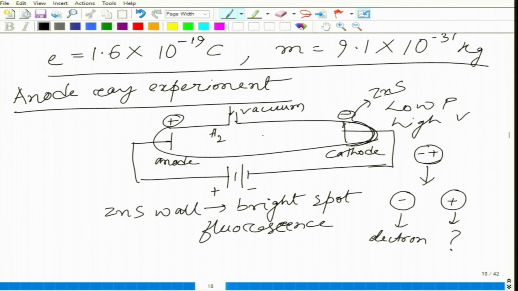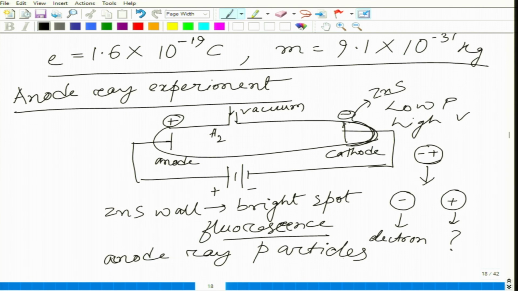So it was concluded that some positively charged particles must have resulted in this fluorescence. But at that time, what is the positively charged particle? They were not termed as proton. They were termed as anode ray particles. So what happened? The electrons were negatively charged, so they had moved towards the positive electrode and they had shown a bright spot on the zinc sulfide wall which was present behind the anode. But in this case, the positively charged particles moved towards the negative electrode, that is the cathode, and when they hit the zinc sulfide wall, the same fluorescence was obtained, and these particles were named as anode ray particles.